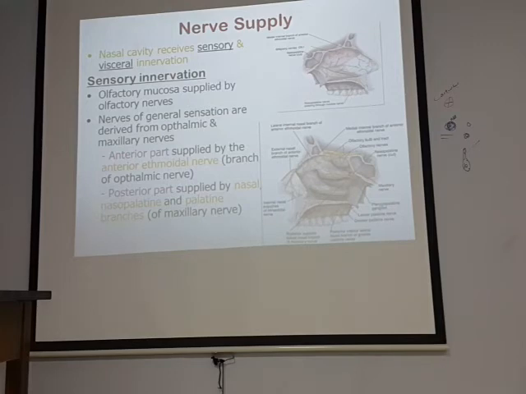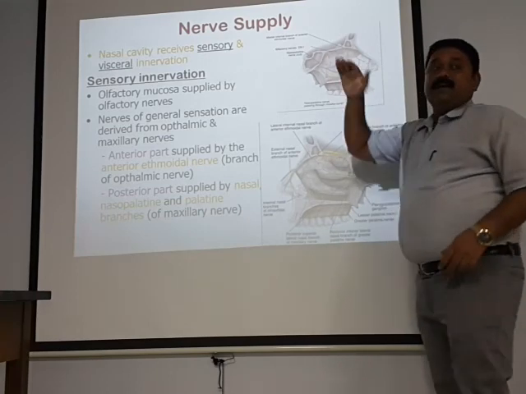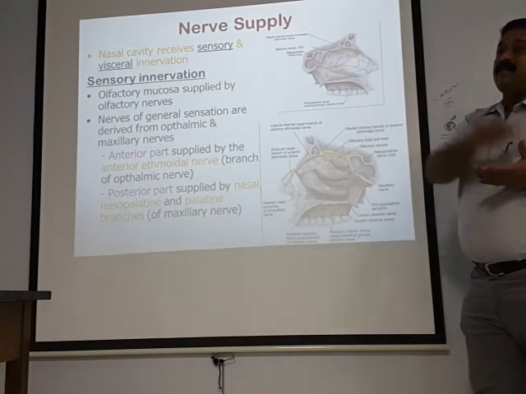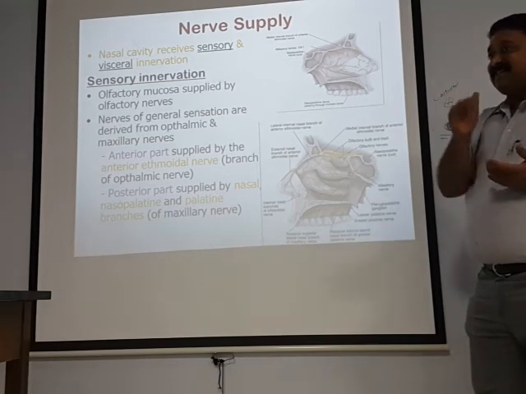Next is about the nerve supply of the nasal cavity. The nasal cavity receives both sensory and visceral innervation. For the sensory innervation, the olfactory mucosa is supplied by the olfactory nerves. Next, the nerves of general sensation are derived from the ophthalmic and the maxillary nerve. Again, the ophthalmic and maxillary are from the trigeminal, which has three divisions.